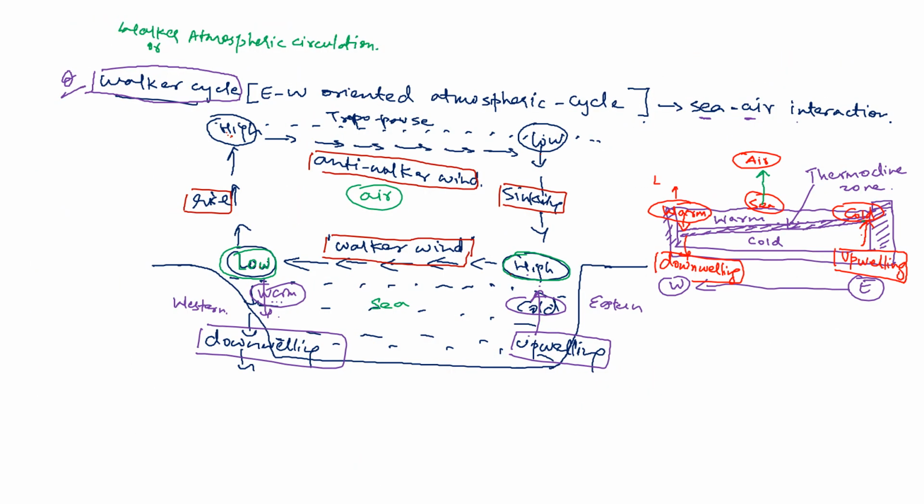Okay. Now let's see the other atmospheric cycles, like the Walker cells, which move in the east-west direction because of the temperature difference between the ocean in the eastern and western parts. Wherever cold upwelling currents are present, they maintain high pressure, whereas where warm downwelling currents are present, they maintain low pressure. So that maintains the Walker cell. Because of the Walker cell, Walker winds are produced on the ground. In the upper atmosphere, anti-Walker winds develop.